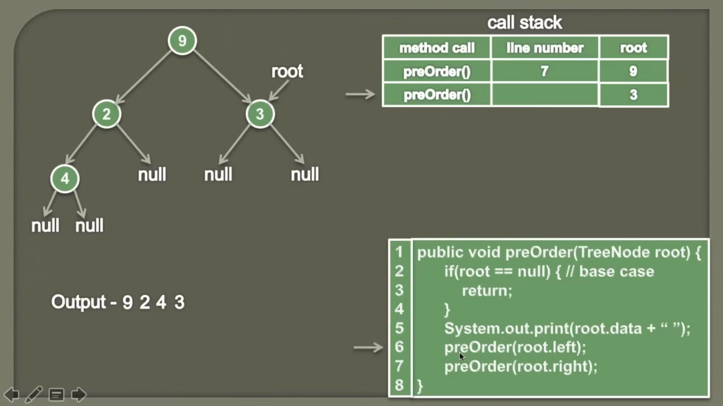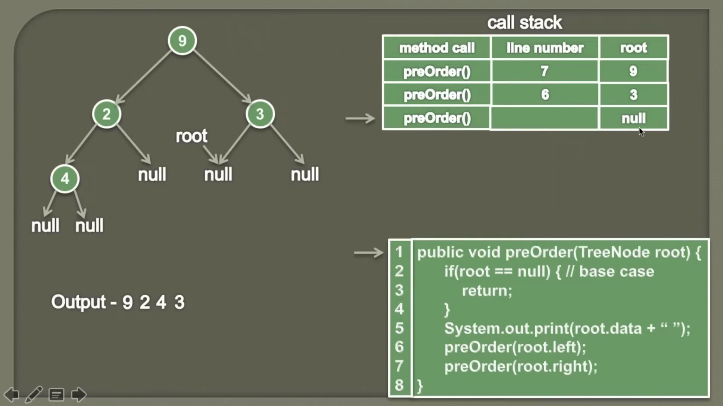Then we'll process its left subtree. We are again calling this preorder method, and this time we are passing roots left, which is null. As we are leaving this preorder method, we'll keep track of the line number, which is 6. Now the execution point reaches preorder, and this time the root is null. So root will point to null. We also know there will be one more method on the call stack, and the root will be null.